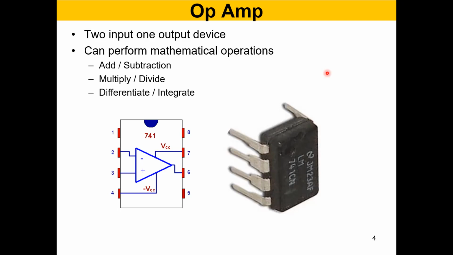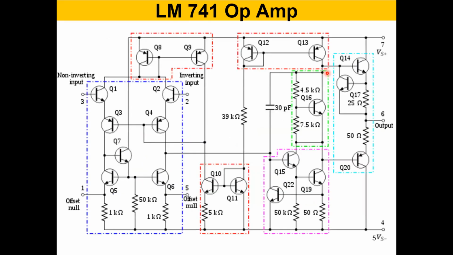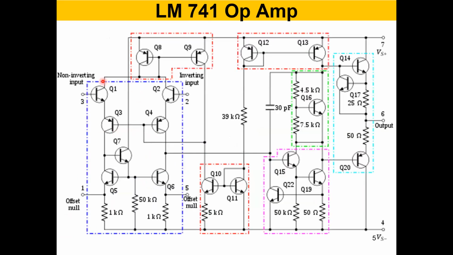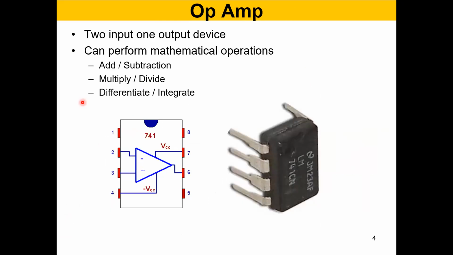So I just want to show you the inside of LM741, right? It's not just one unit, it's a circuit inside. You can see a lot of transistors, resistors, a lot of connections, right? And also the terminals. You can see here offset null, terminal 1. That is this terminal 1, right? And you can see non-inverting input, terminal number 3.